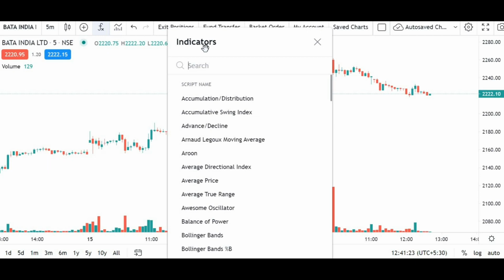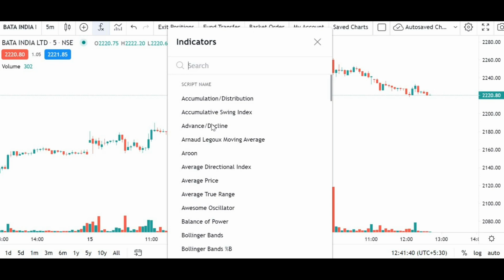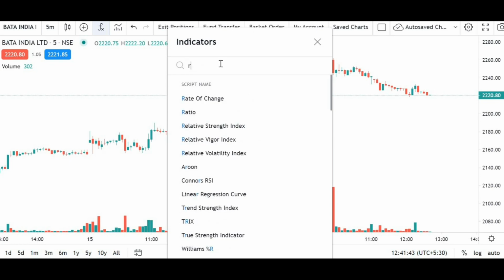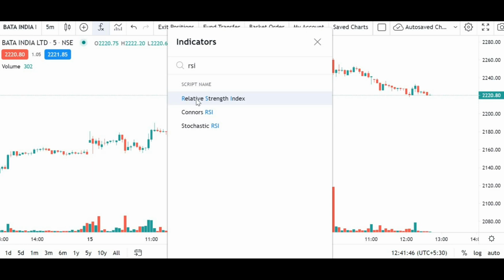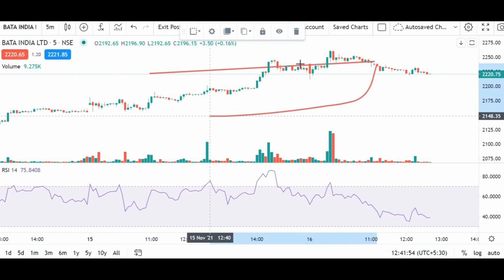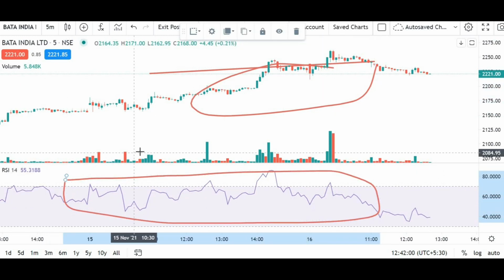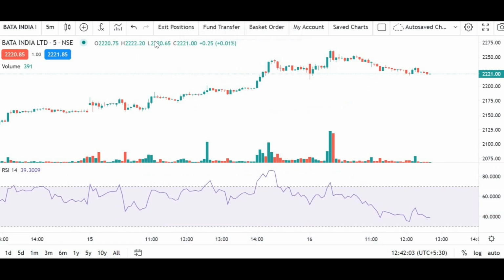What do indicators look like? Basically, indicators look like two types of things. One is below the chart and another is above the chart. I'm showing you one indicator which is coming below the chart. See, this is one indicator named RSI. It will show below the chart. See, this area is our charting area, and here is the indicator which is applied below the chart.